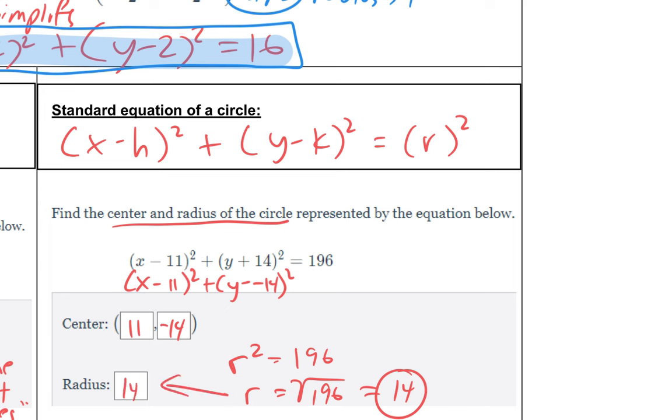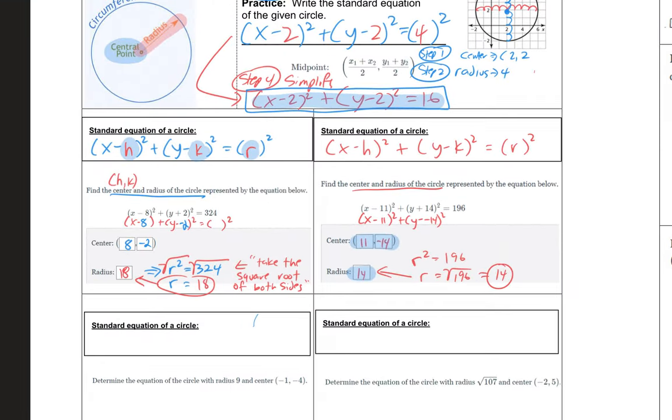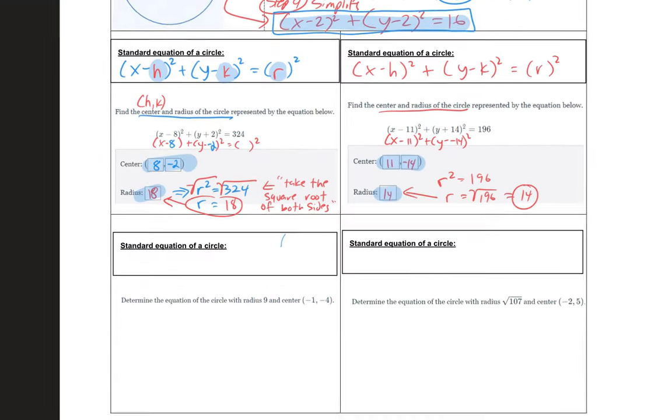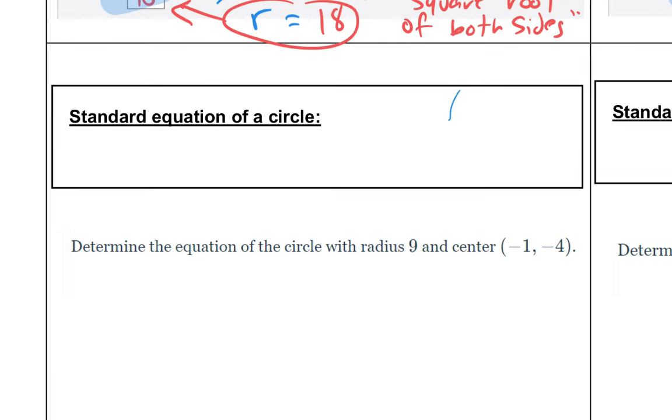Okay, so that's it. We're going to find our center and we're going to find our radius. Center and radius. All right, let's keep it moving. This next one right over here. Let's first start by writing down the standard equation: x minus h squared plus y minus k squared equals r squared.